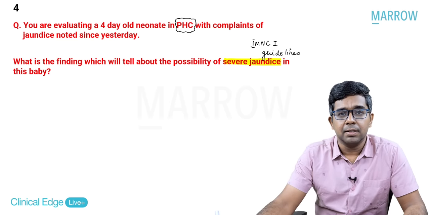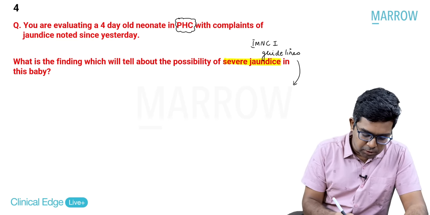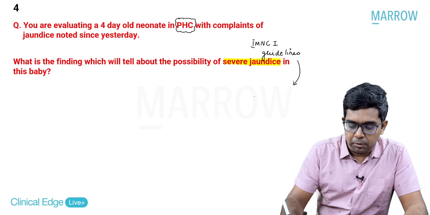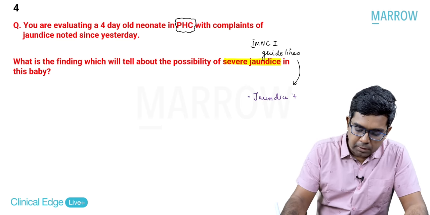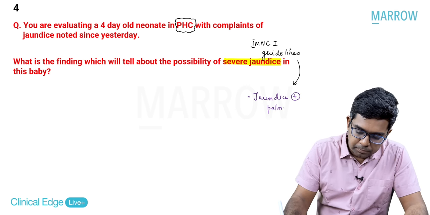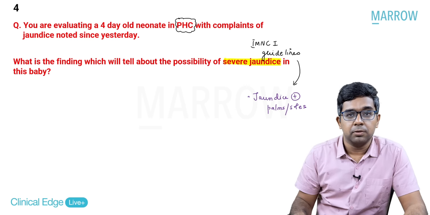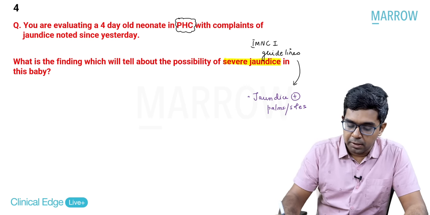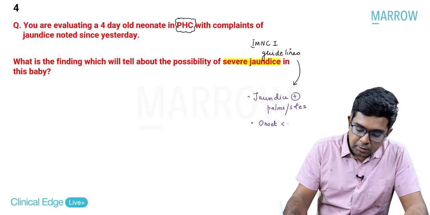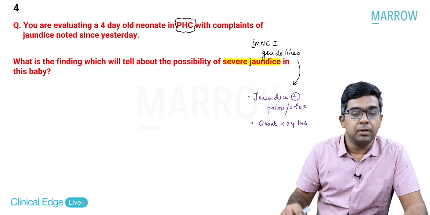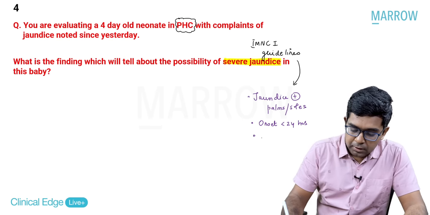According to the IMNCI guidelines, there are certain criteria to define severe jaundice. Number 1, jaundice present in the palms and soles. We always know that this is associated with a high level of bilirubin. So jaundice present in the palms and soles indicates severe jaundice. Second, onset of the jaundice within 24 hours, that is, on the first day after birth itself, jaundice is noted. It indicates severe jaundice. Third is the duration.